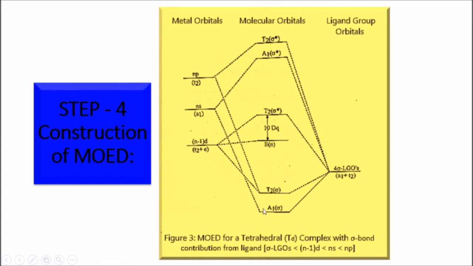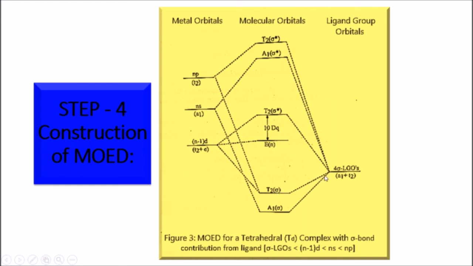A1g has the lowest energy, that is A1g sigma BMO. Then higher energy molecular orbitals; this is the atomic orbital part of the central metal ion, and this is the LGO part. So in molecular orbitals, A1g sigma symmetry has lowest energy and high stability, and T2g is a little higher in energy, that is sigma BMO as well.